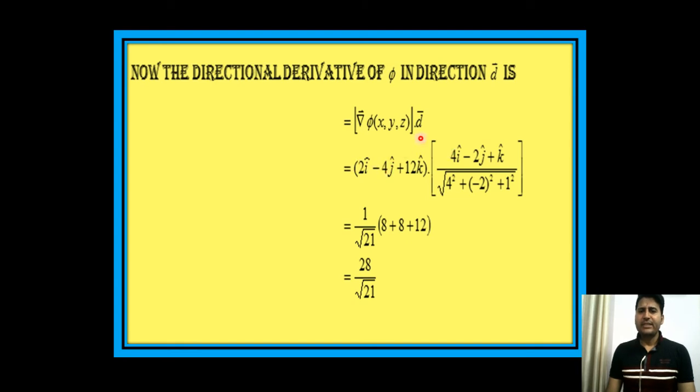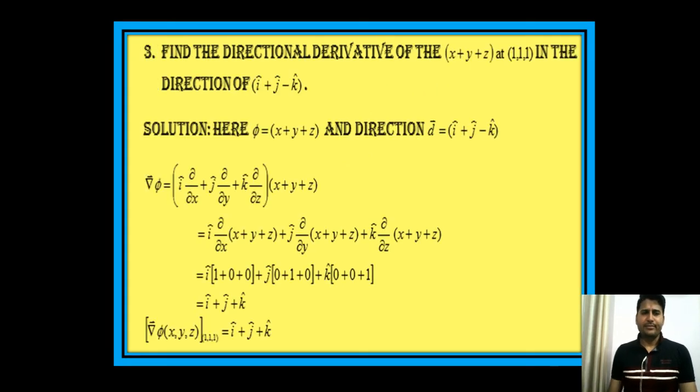i into i is 1, j into j is 1, k into k is 1. That's why ijk is not present on it. Finally, 28 over root of 18 is the directional derivative for the given surface in the direction of the vector d. Let us see one more example.